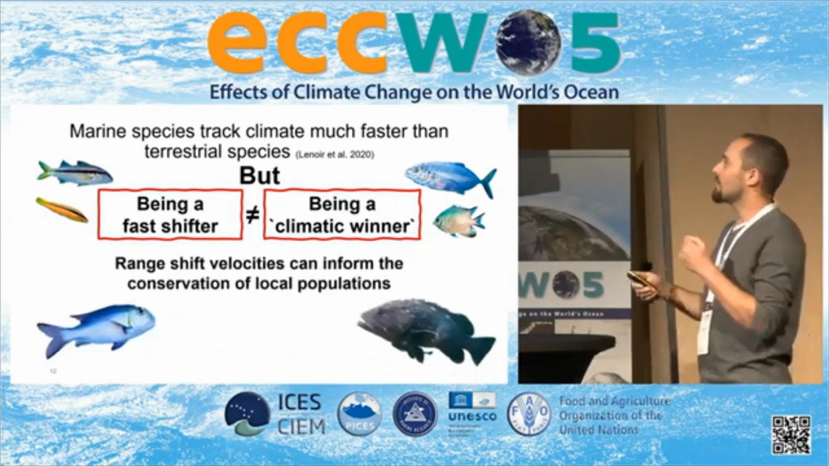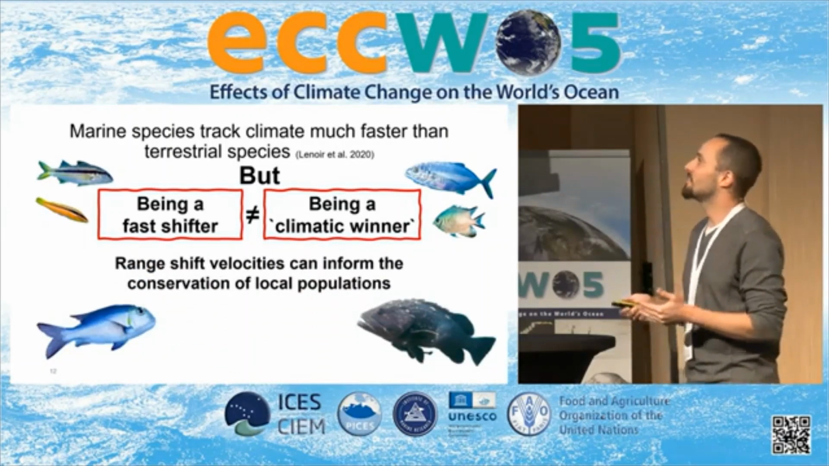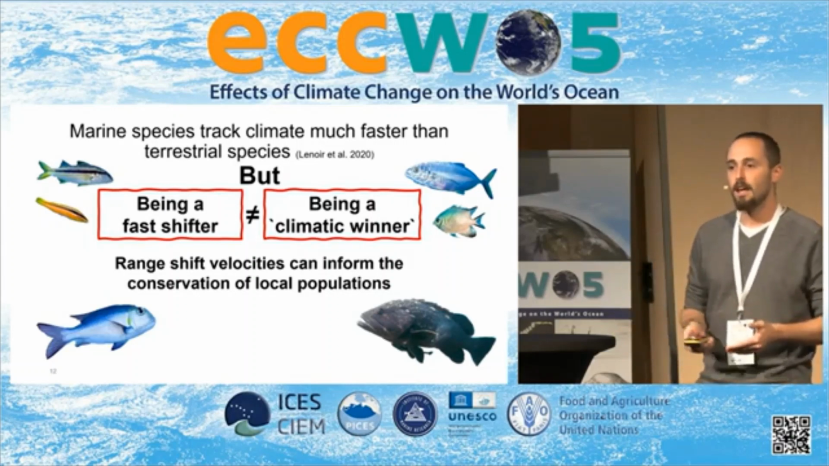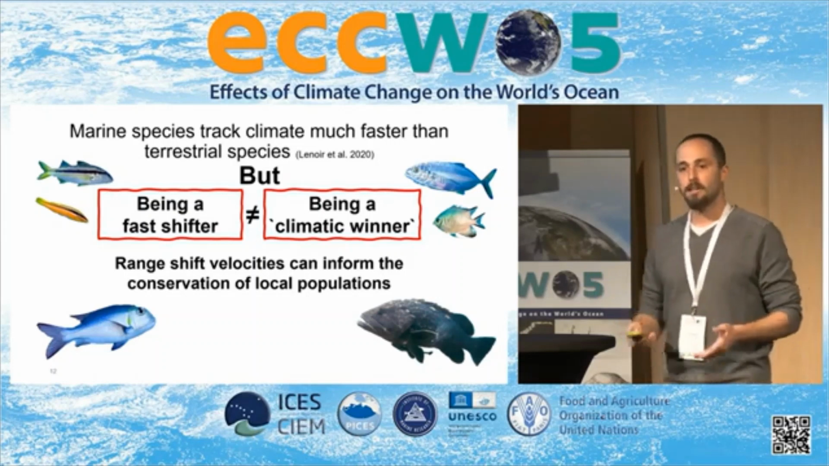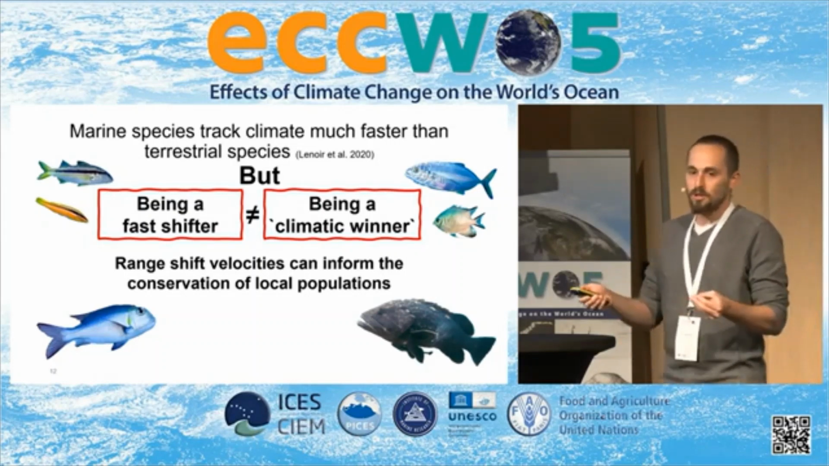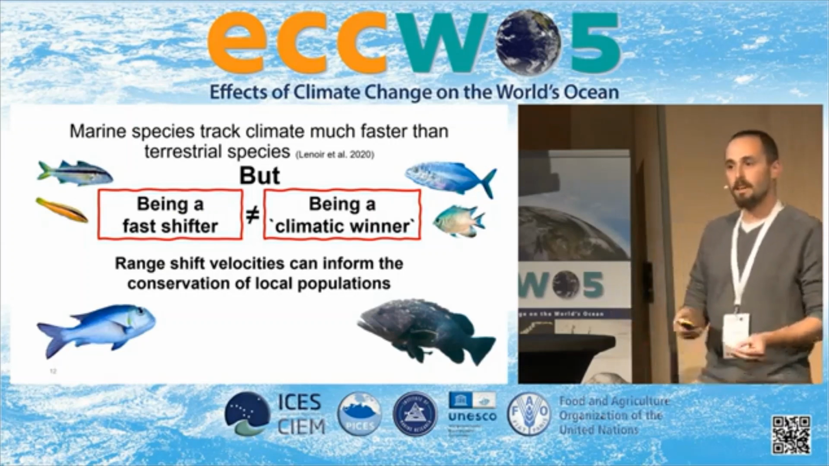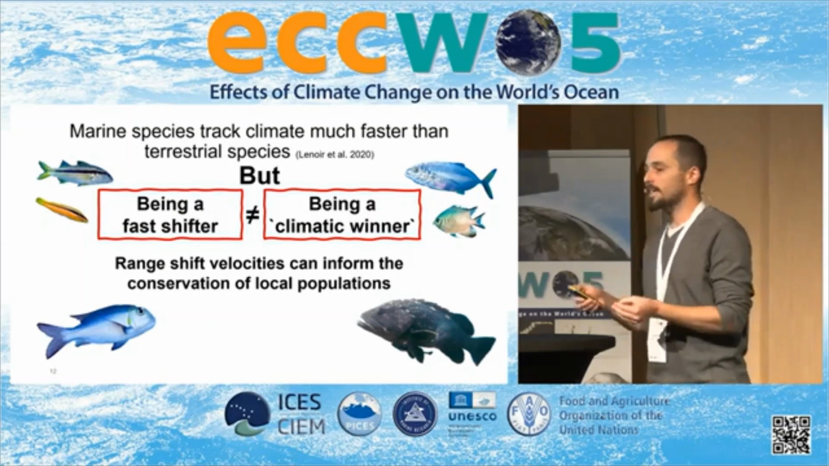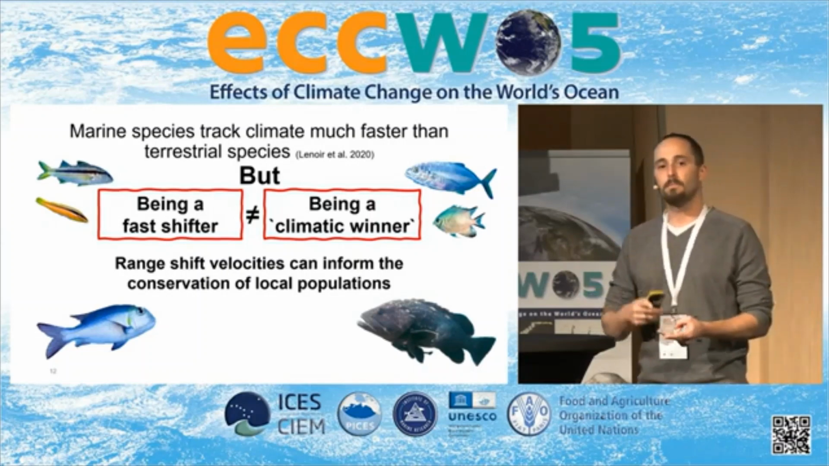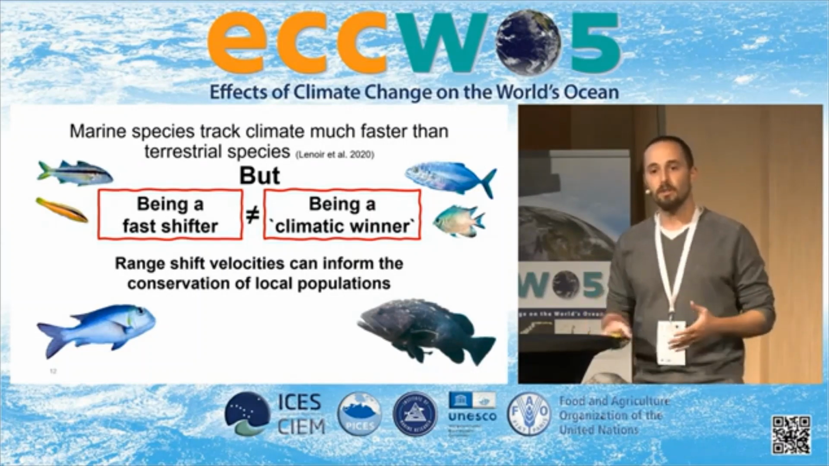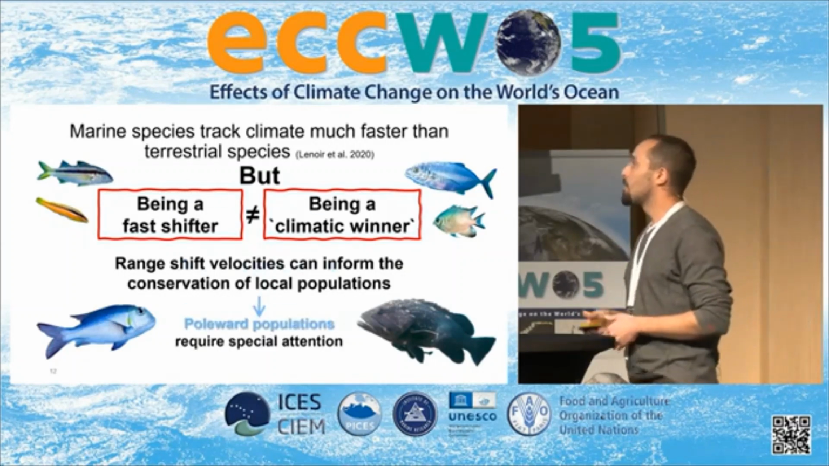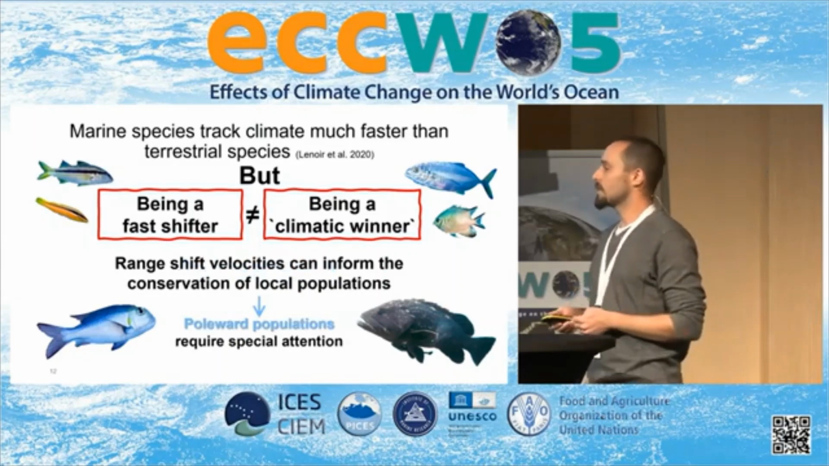And if we try to give a more applicable message here, range shift velocities can inform the conservation of local populations. For instance, if you're a marine protected area manager, or a fish stock manager, of course you need to know which species you have in your range, but not only that, you may also need to understand what we know about the range shift velocities of those species. What do we know about the spatial position of those populations? It might have a great meaning, and poleward populations might require special attention.